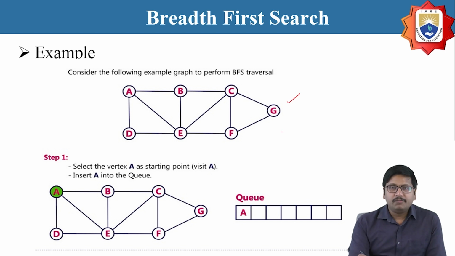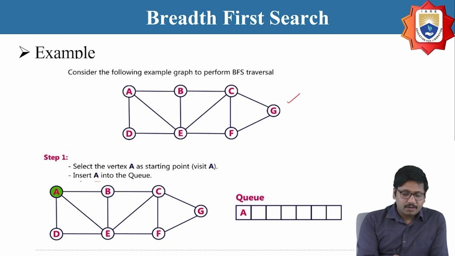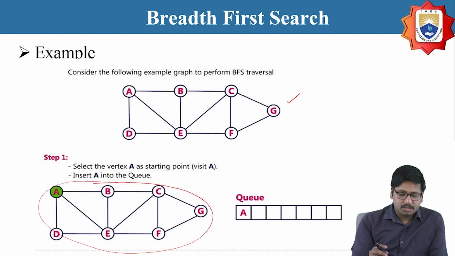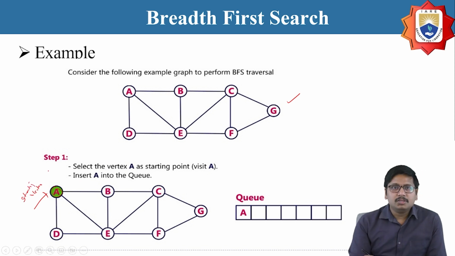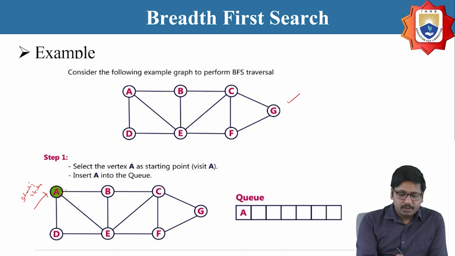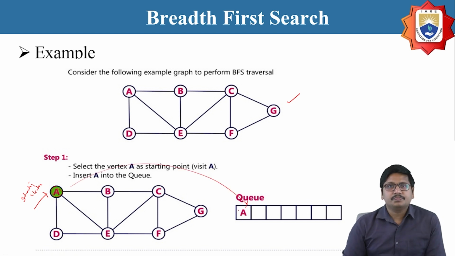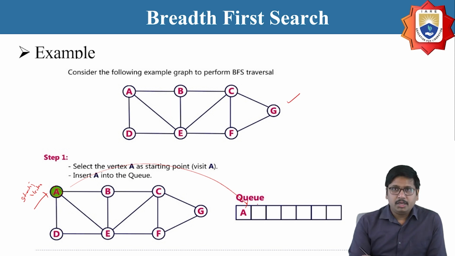So consider a graph with the following example. Consider the following graph to perform the BFS traversal. From this we have to select a vertex A as the starting point, visit A and insert A into the queue. So this is the graph that I'm going to consider. In this one I'm going to consider A as the starting vertex, and that one is going to be inserted into the queue.